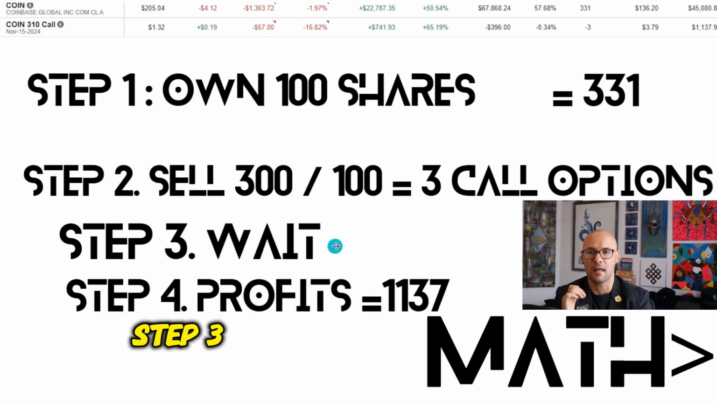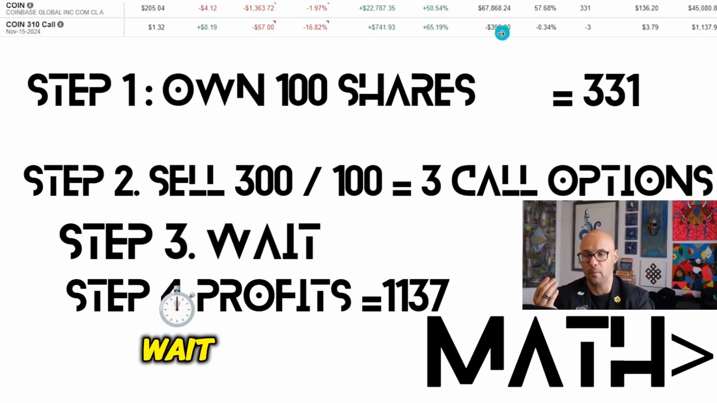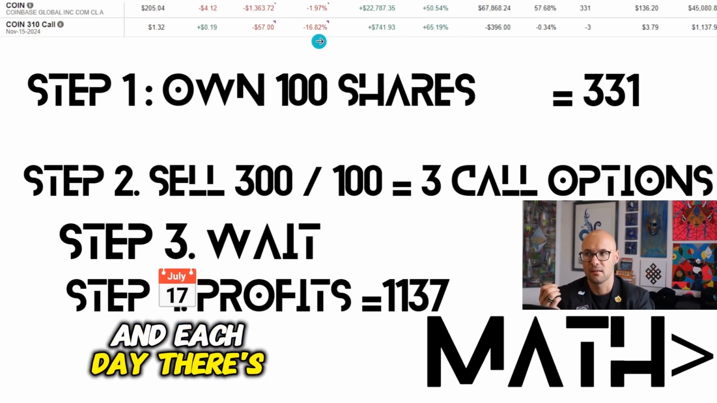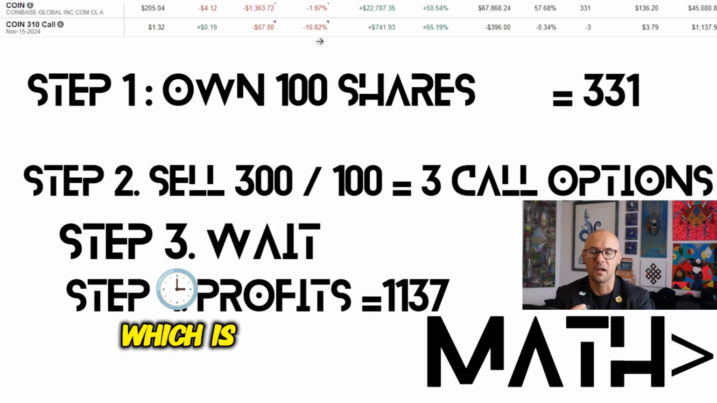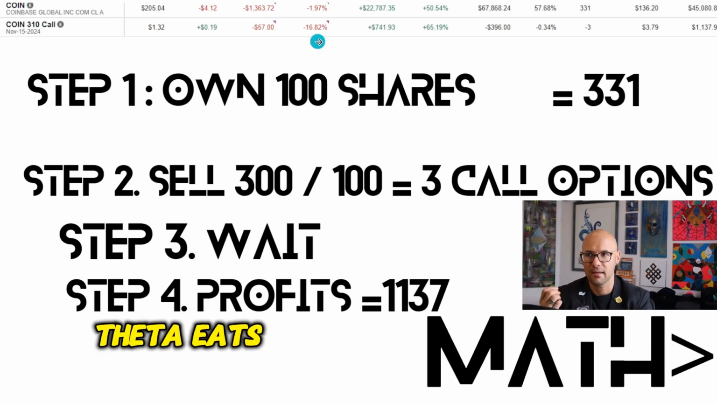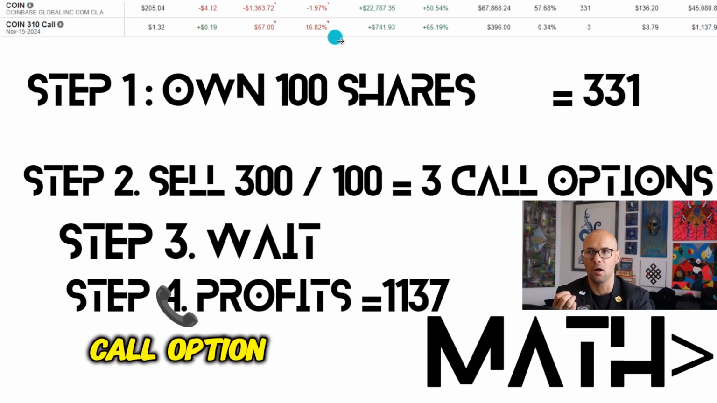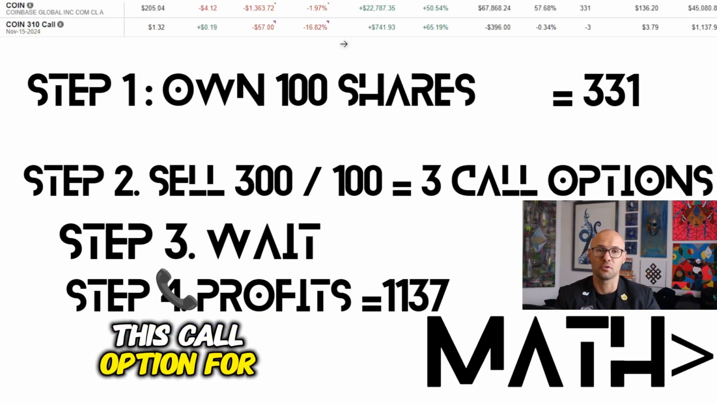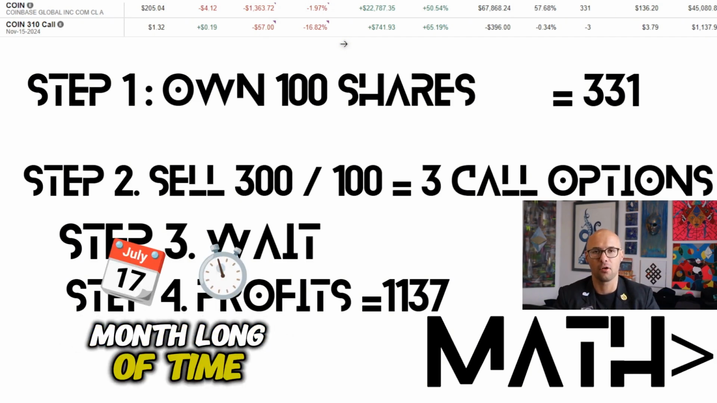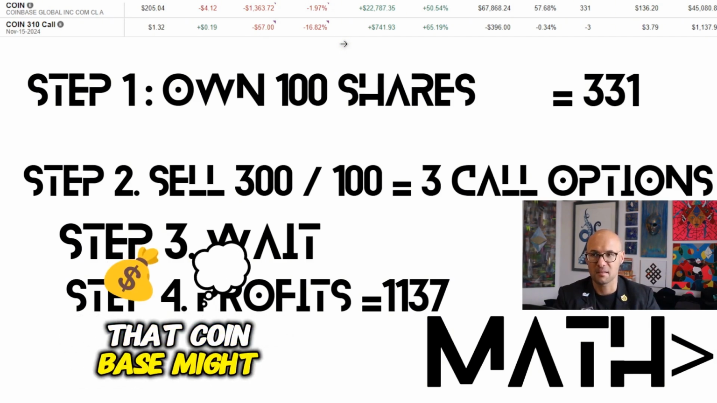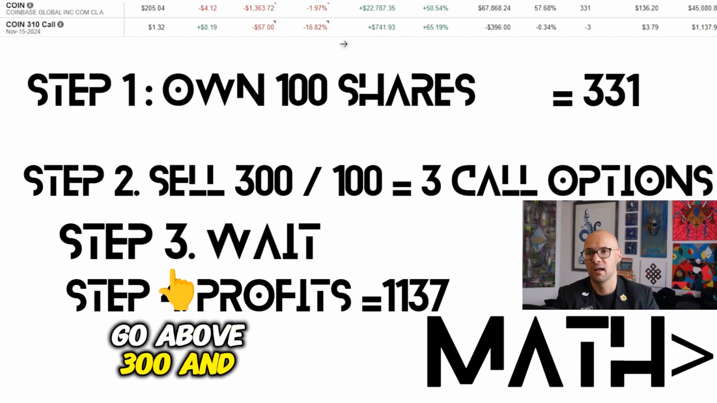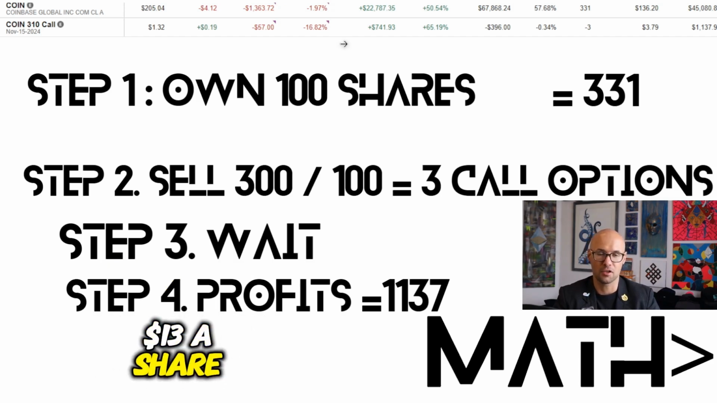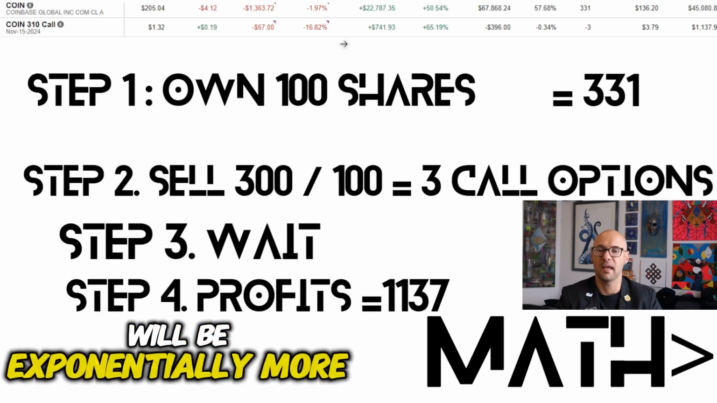Okay. Step 3 is I sold them. Now I wait. And each day there's a Greek called theta, which is time decay. Theta eats away at the value of the call option because what you paid for is called time premium. Whoever bought this call option from me paid me for a month long of time that Coinbase might go above $313 a share, where this option will be very valuable at that point. It will be exponentially more.